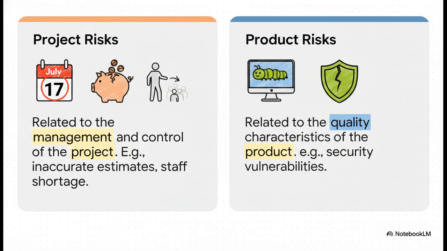It's also really important to know the difference between two types of risk. Project risks are things that threaten your schedule or your budget, like a key person quitting. Product risks, on the other hand, are threats to the quality of the thing you're building, like a nasty security flaw. A good plan has to deal with both.